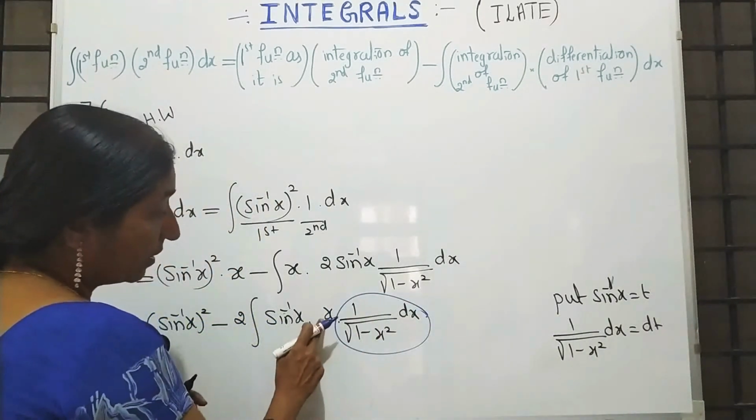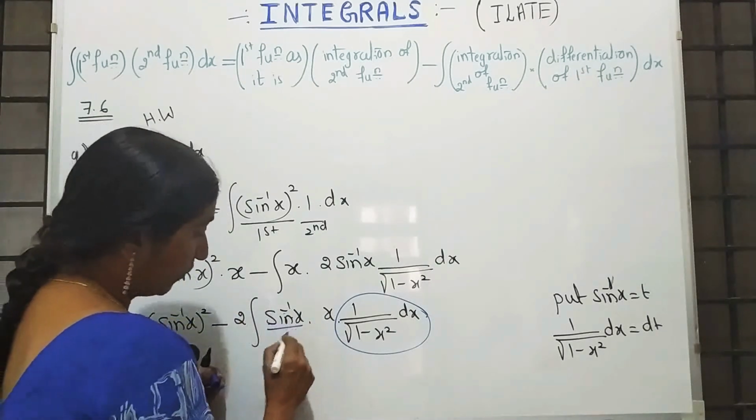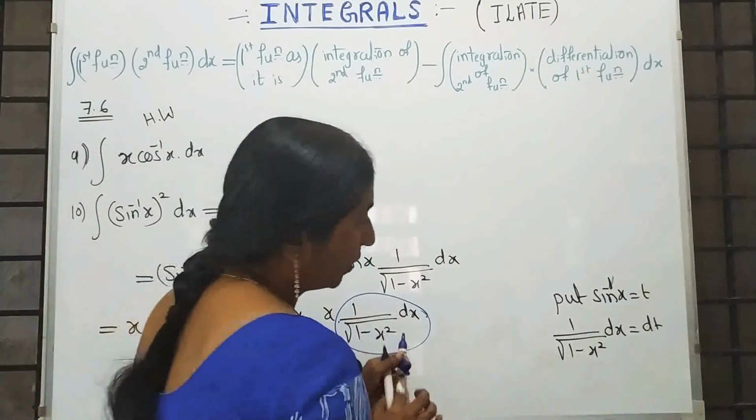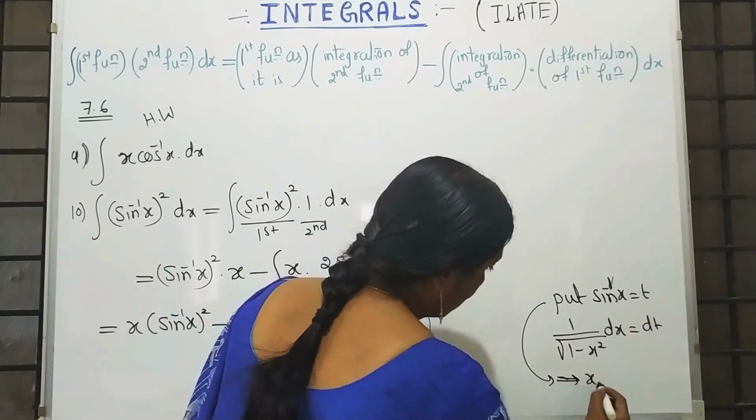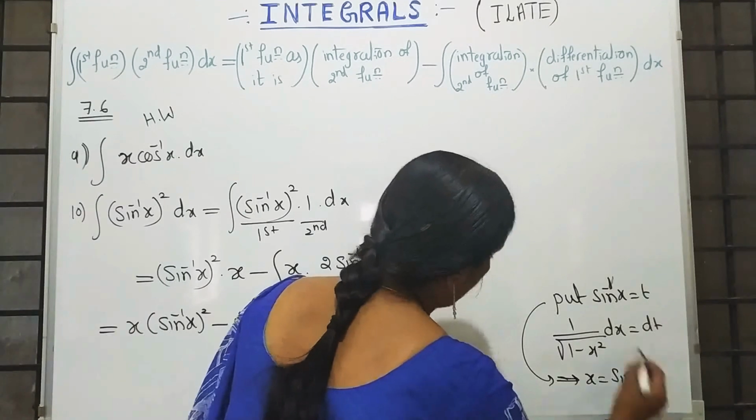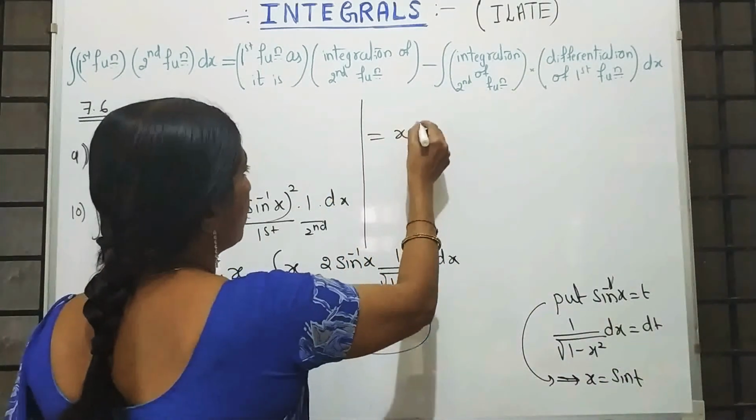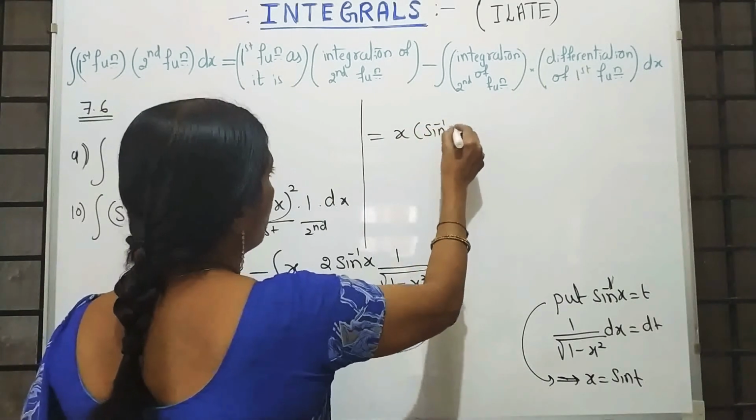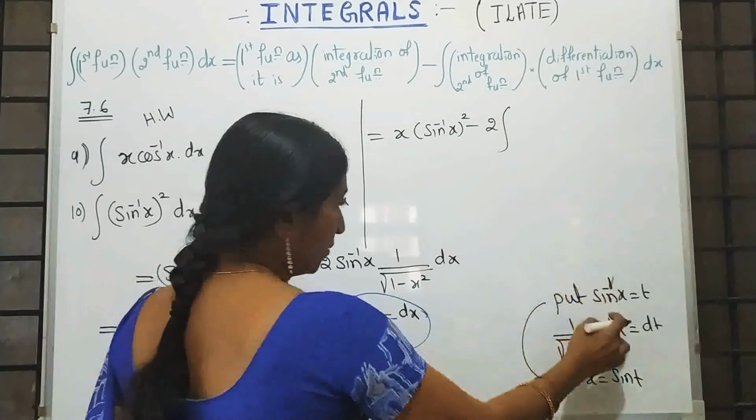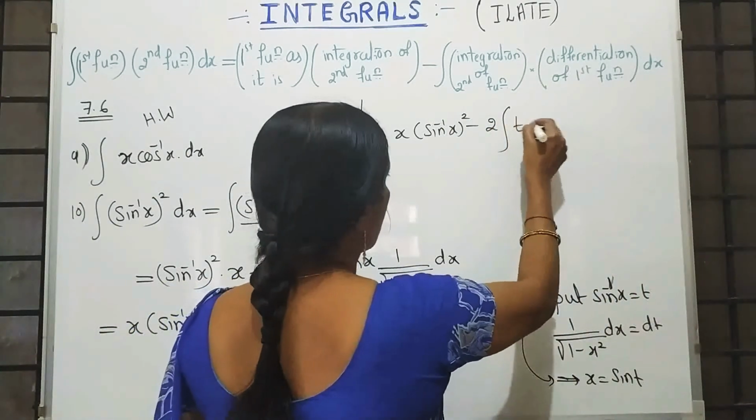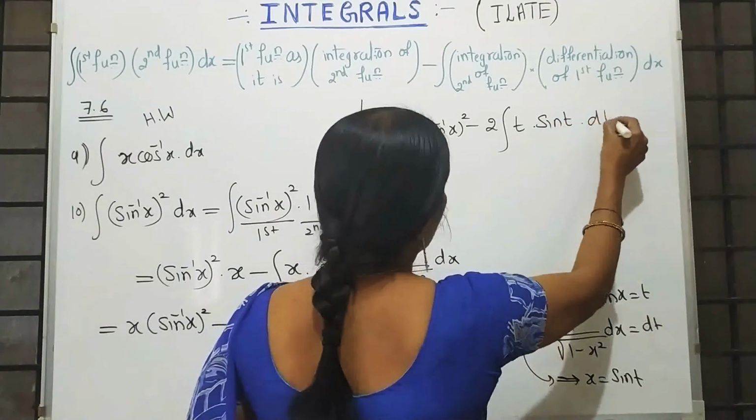Sin inverse x is t. This value is t. And what is the x value? x is equal to sin t. So write down: x into sin inverse x whole square as it is, minus 2 into, sin inverse x is t, x is sin t and this is dt.